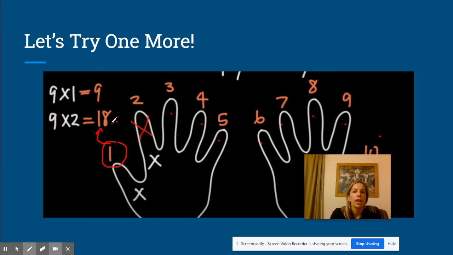Pretty cool. This strategy definitely takes some practice. So feel free to go online, watch some videos, but once you get it, it will be very, very helpful because multiplying by 9s can be tricky. Let's move forward.